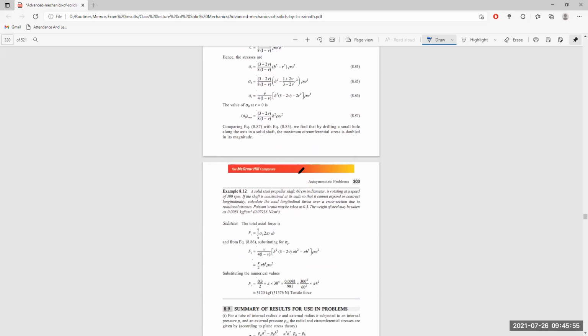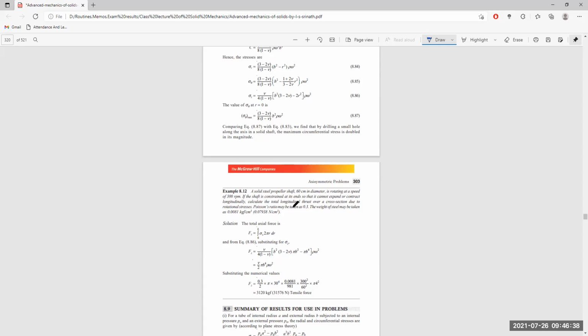Let us do this problem again. A solid steel propeller shaft has a 60 centimeter diameter. Outside diameter OD is 60 centimeter. It is rotating at a speed of 300 rpm. If the shaft is constrained at its ends so that it cannot expand or contract longitudinally, there is some block or restriction. This shaft cannot expand or contract longitudinally.